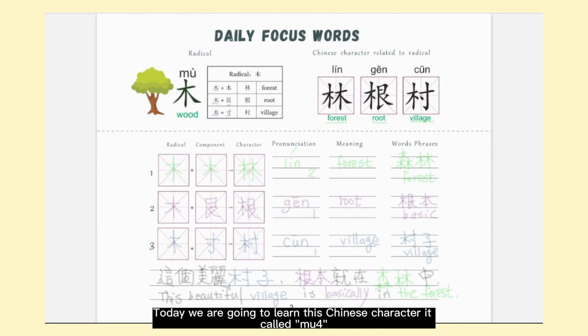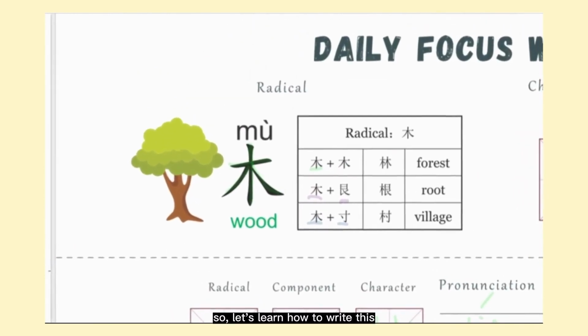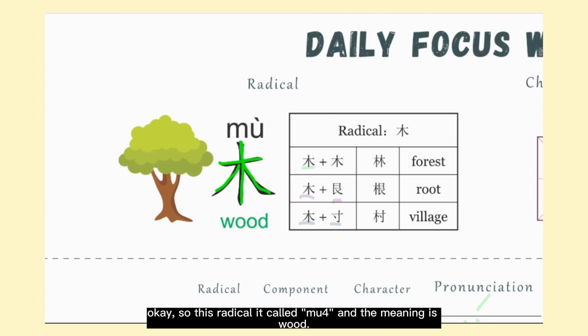Today we are going to learn this Chinese character called mu. So let's learn how to write this radical. I'm writing from the left to the right, from the top to the bottom. And the rest is these two parts. Okay, so this radical is called mu and the meaning is wood.